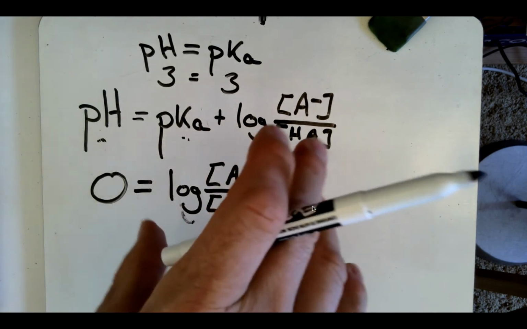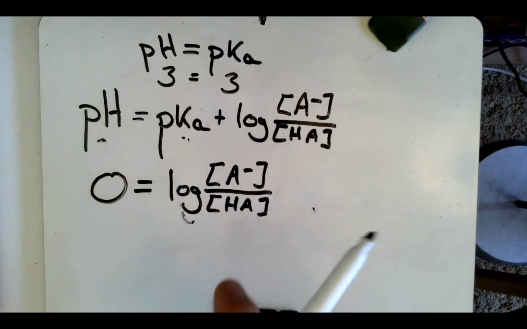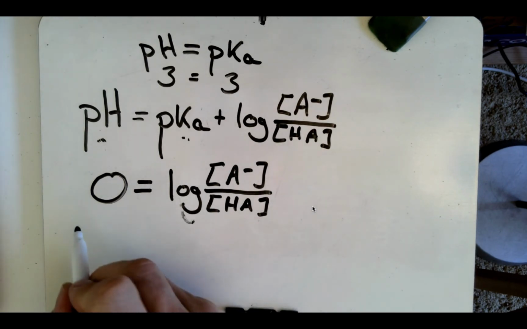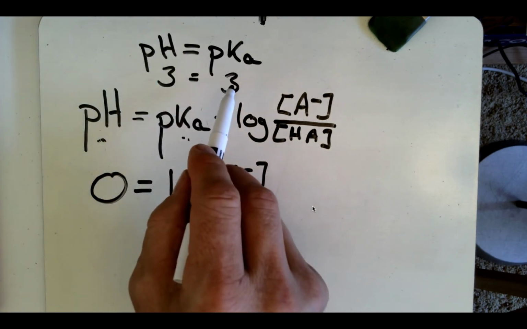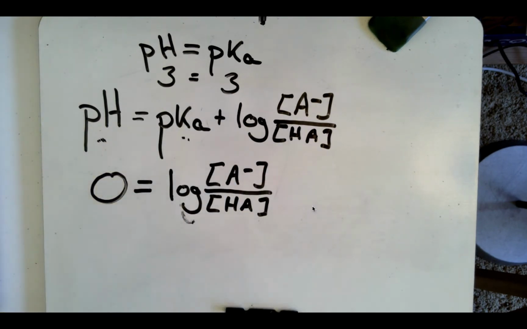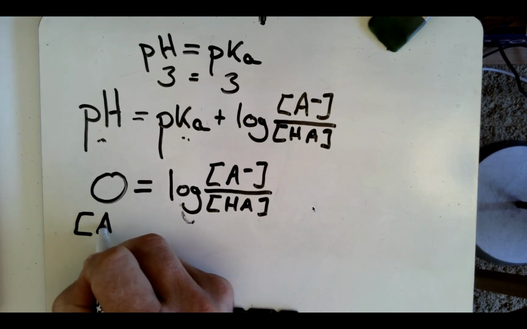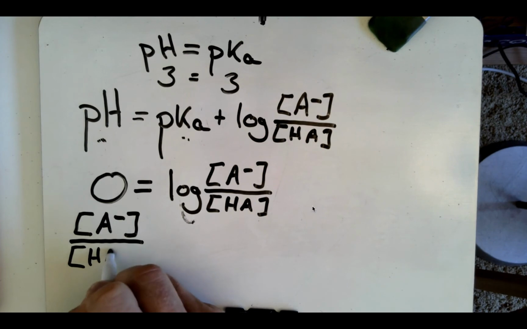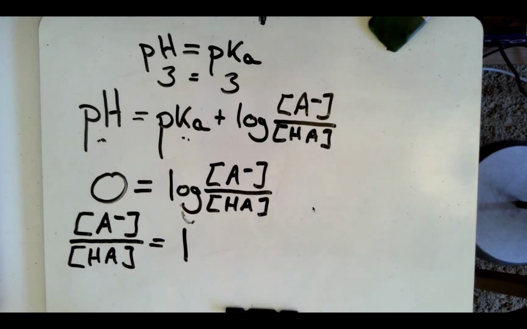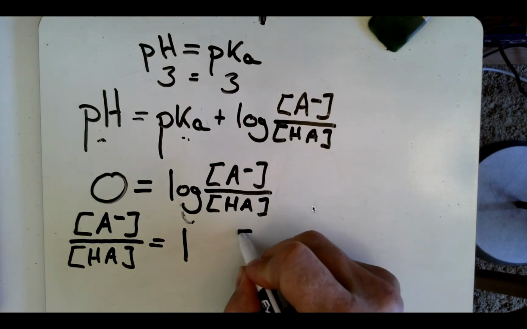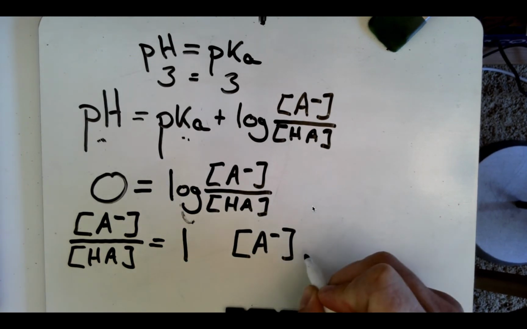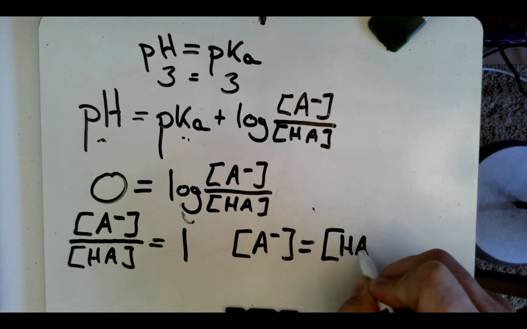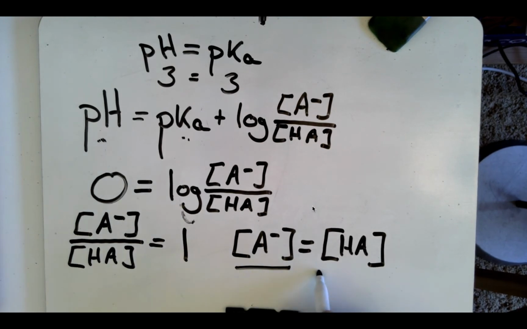Or you can basically say, what's the anti-log of 0? So the log of 1 equals 0. So what that means is when the pH of the solution is equal to the pKa of the protonatable molecule that's dissolved in that solution, we get this special relationship. The concentration of the deprotonated state divided by the concentration of the protonated state is equal to 1. And even more importantly, what that means is the concentration of the deprotonated state of that molecule is equal to the concentration of the protonated state.